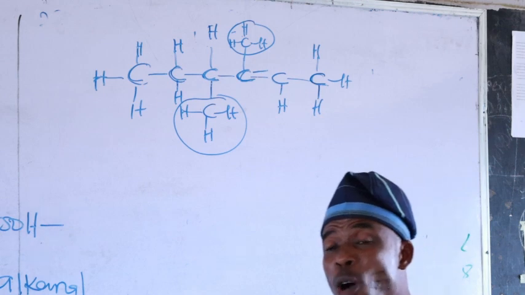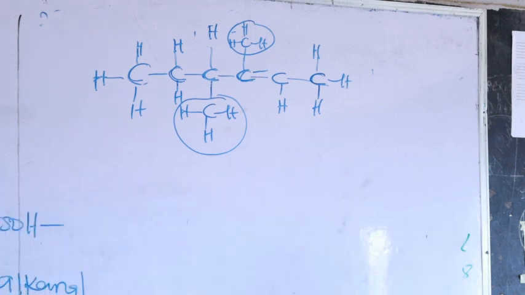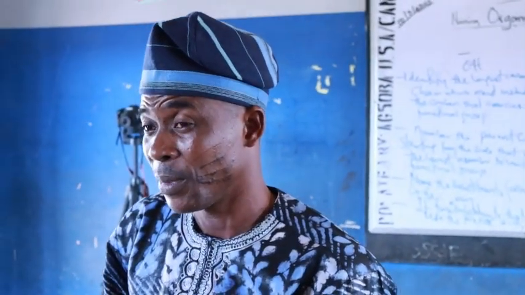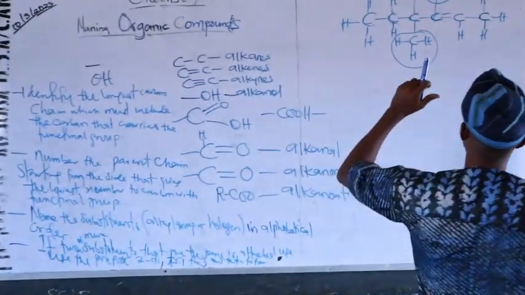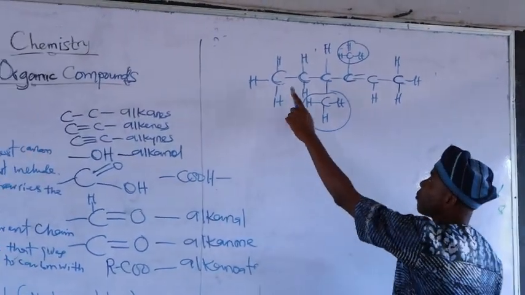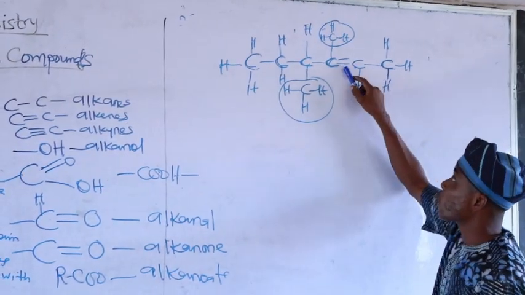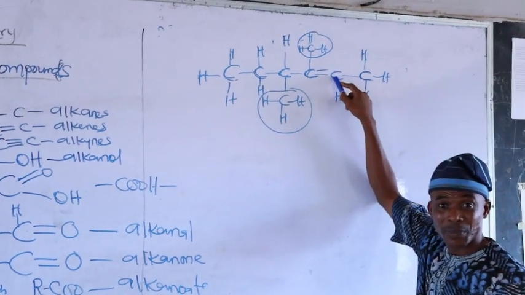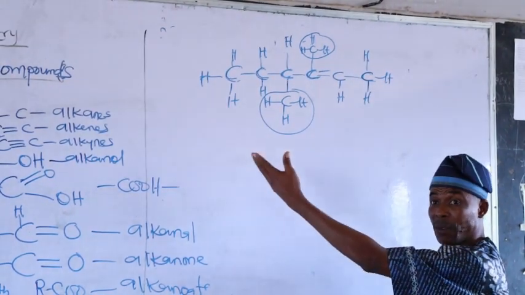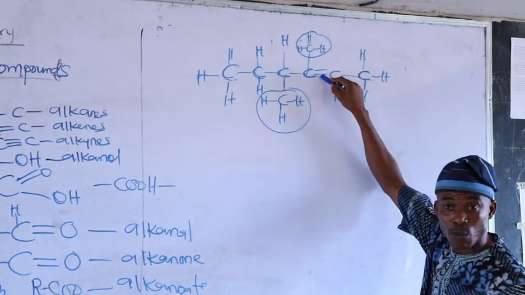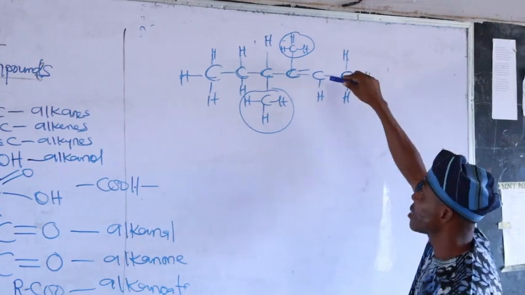Now, if you want to start numbering here, your numbering should start from the side that will give the lowest number to the carbon that has the functional group. You must consider the carbon atom that carries the functional group. Let us do the numbering from both sides. If you start from the left, we have 1, 2, 3, 4. Remember, this functional group is shared between this carbon and this carbon. If you start from the left, it is this carbon that has the functional group. If you start from the right, it is this carbon.